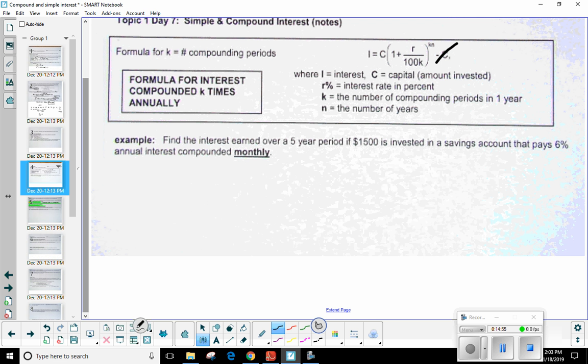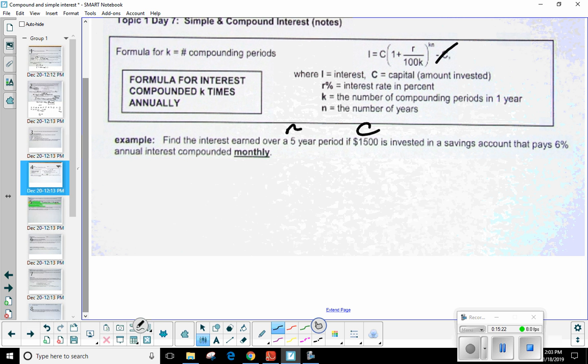Find the interest earned over a 5-year period if $1,500 is invested in a savings account that pays 6% annual interest compounded monthly. Okay, so let's go ahead and identify all our variables here. Which variable is the 5? That's N, my number of years. 1,500? That's the capital, C, the amount that we're going to invest.